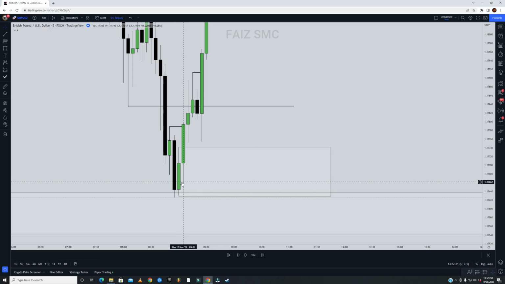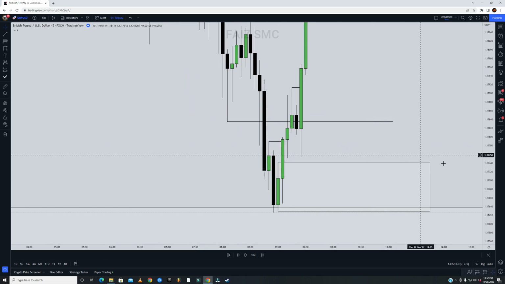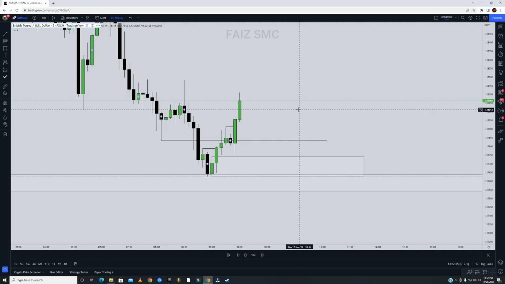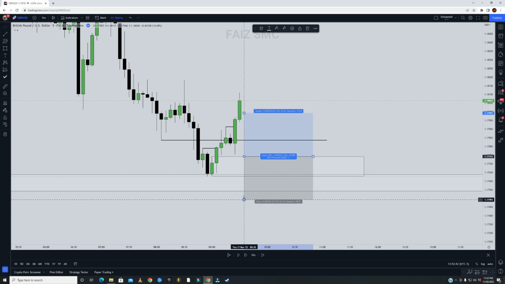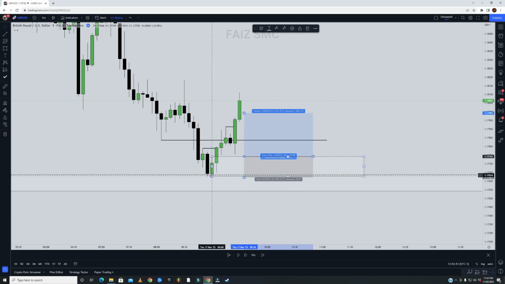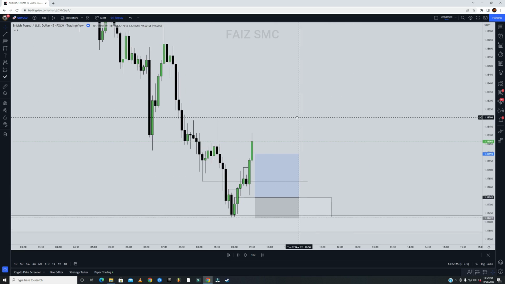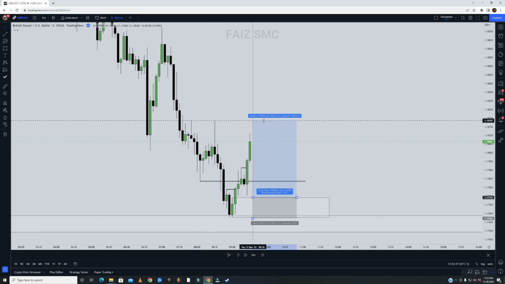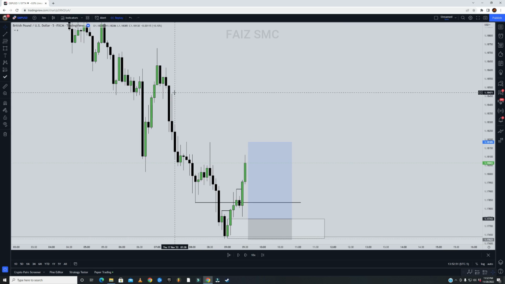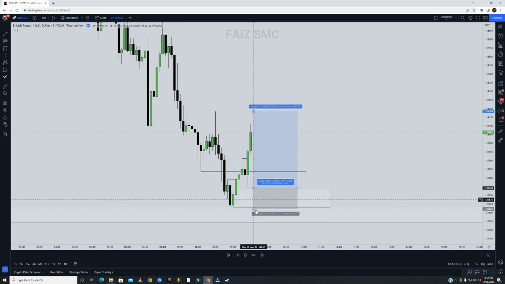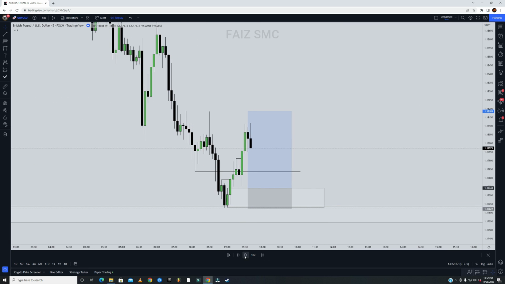And the first candle of the fair value gap is what I consider an order block. So now what we can do is simply look for a long position right here. We place our stop loss right below this level, and you could target these highs here, or you could target this fair value gap. So let's see what happens.